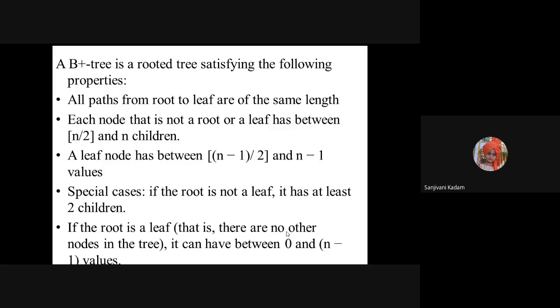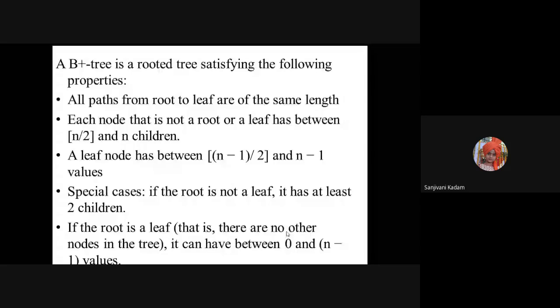Okay. So each non-root, non-leaf node will have more than or equal to half the number of children. A leaf node has between n minus 1 divided by 2 and n minus 1 values. And special cases: if the root is not a leaf, it has at least 2 children. If the root is a leaf, that is, there are no other nodes in the tree, it can have between 0 and n minus 1 values.